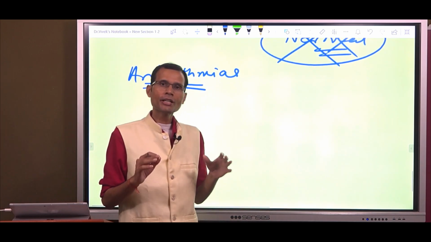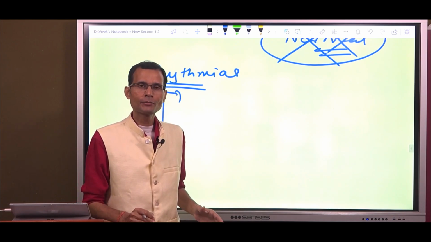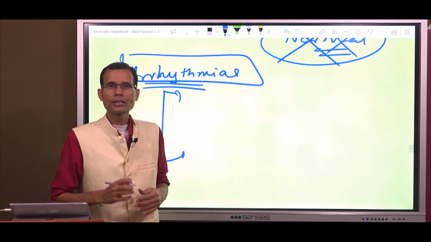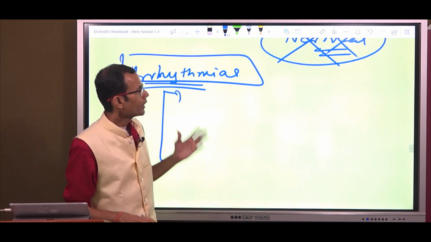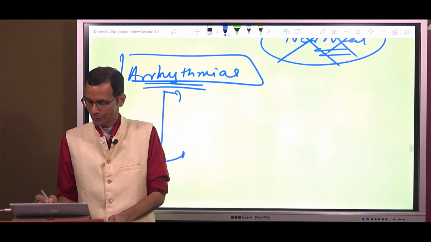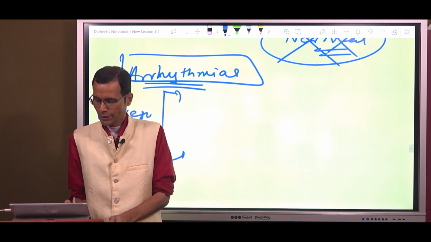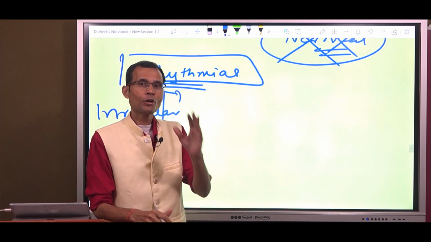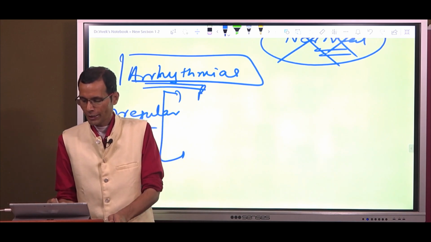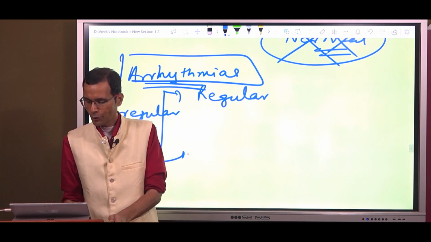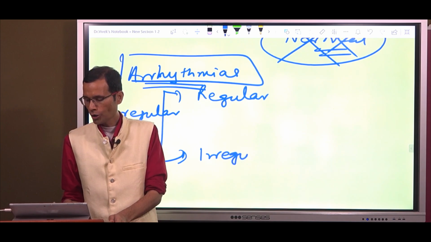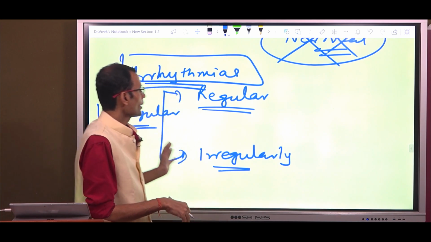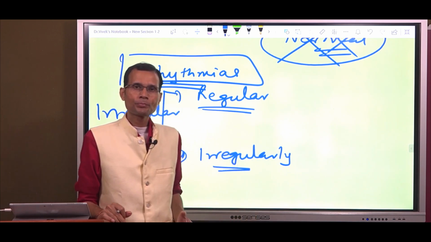But in certain conditions of arrhythmias, the rhythm is disturbed. Arrhythmias are rhythm disturbances in the heart, and the rhythm will be irregular. Now, irregularity also is of two types. It could be regularly irregular or irregularly irregular. Yes. Let me give you an example.